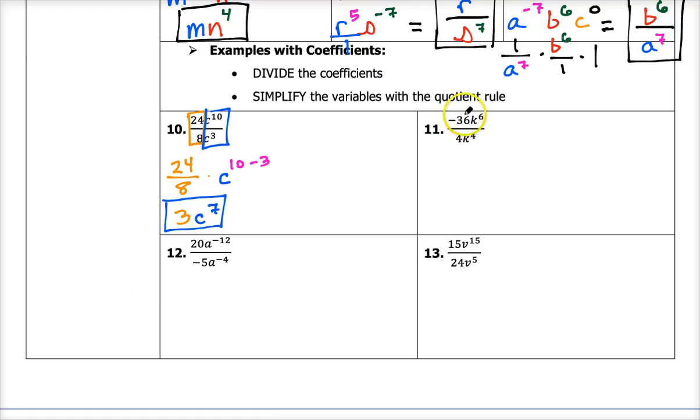Number 11, we have negative 36k to the 6th divided by 4k to the 4th. Our coefficients are negative 36 and 4. Negative 36 divided by 4 is just negative 9. And then for our variables, k to the 6th over k to the 4 would be k to the 6 minus 4, which becomes k squared.